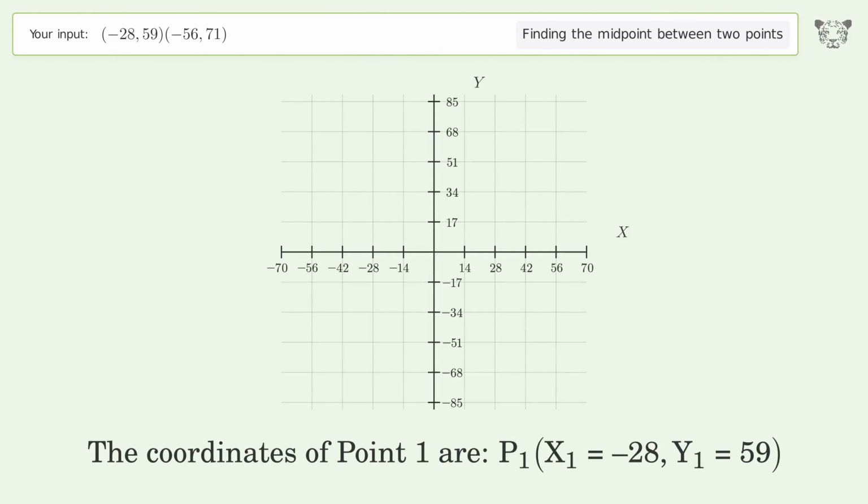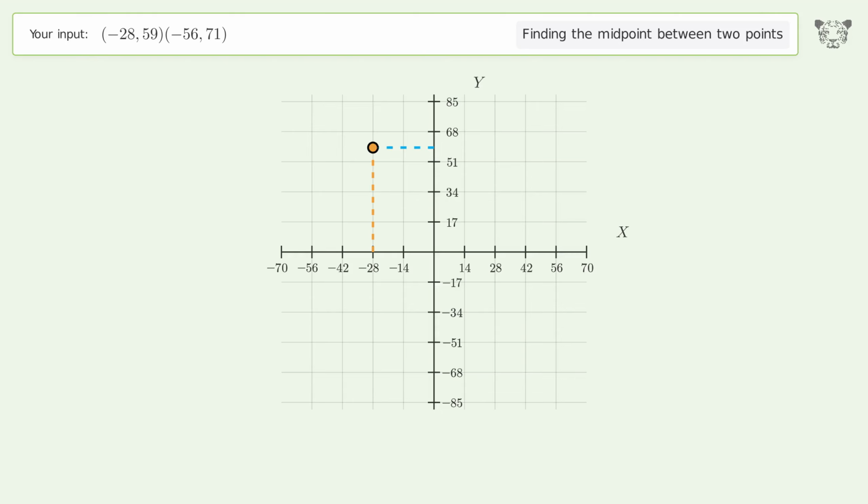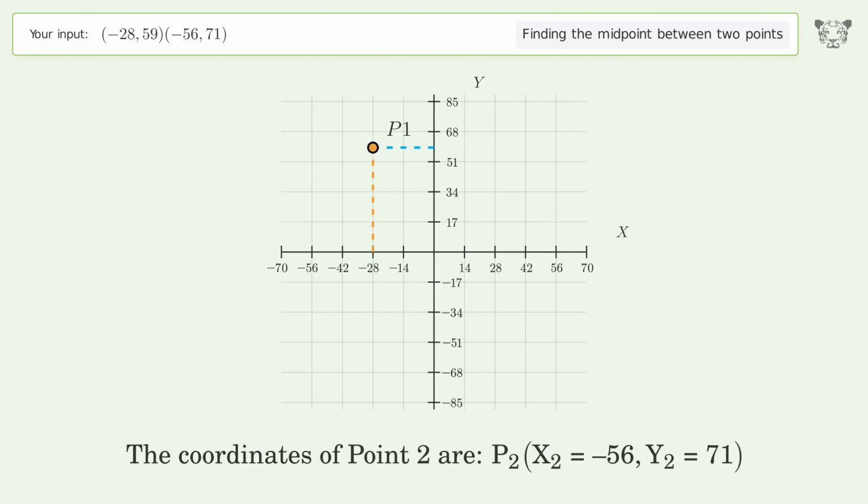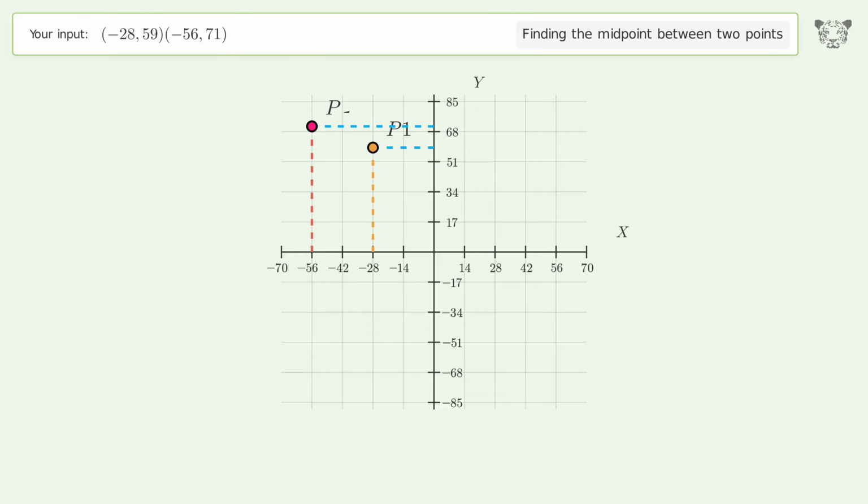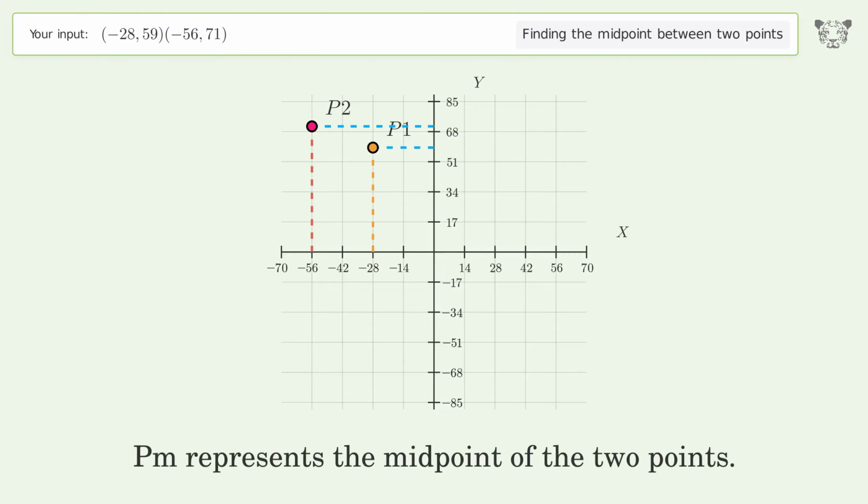The coordinates of point 1 are, x1 equals negative 28, y1 equals 59. The coordinates of point 2 are, x2 equals negative 56, y2 equals 71. PM represents the midpoint of the 2 points.